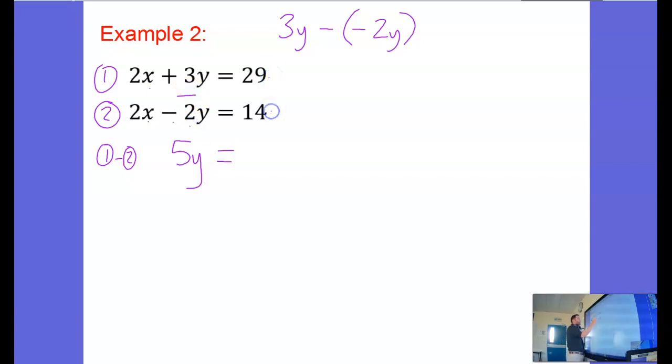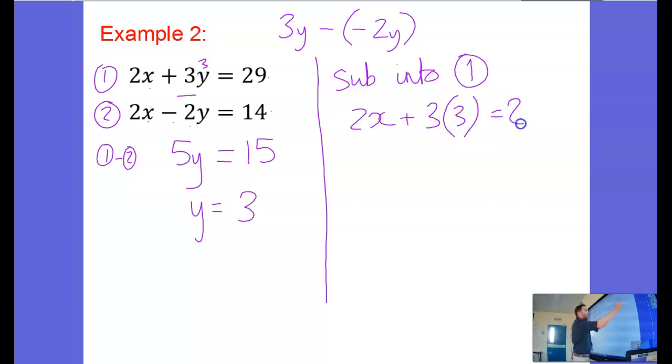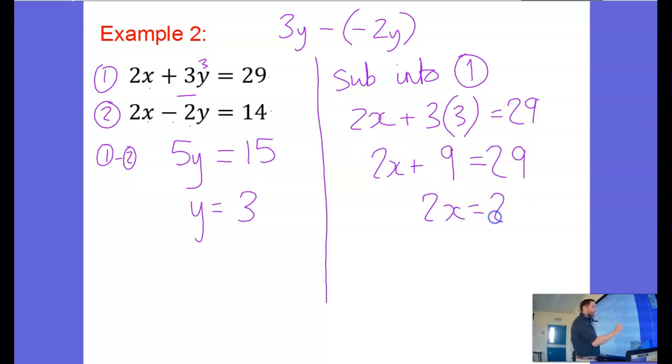So 29 minus 14 is 15. 5y equals 15. Divide by 5 and I get y equals 3. Finish it off by substituting into any equation, but let's choose equation 1. So I've got y equals 3, so I'm going to get 2x plus 3y equals 29. So that's 9. 2x plus 9 equals 29. Subtract the 9. 2x equals 20. x equals 10.